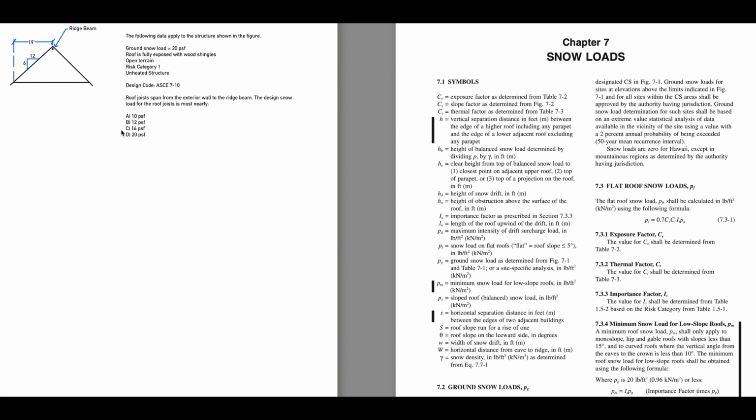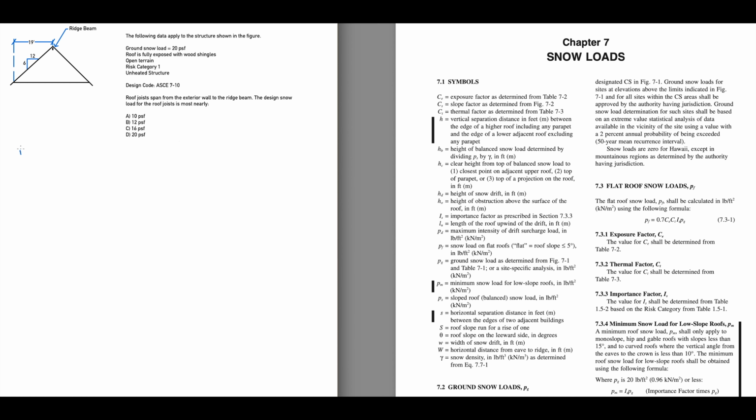So this is a really great question for the PE, or at least to practice on, because it requires us to go into our code, right? As soon as we see this, we're thinking, okay, it's asking me about snow loads. It's telling me that the design code is ASCE 7-10. So let me open up ASCE 7 and go to chapter 7 for snow loads. There's really two things that we need to check here. The first one is going to be the sloped roof snow load, or PS.